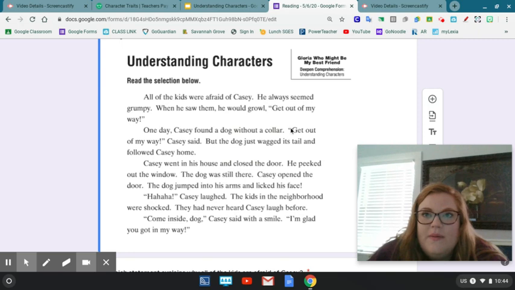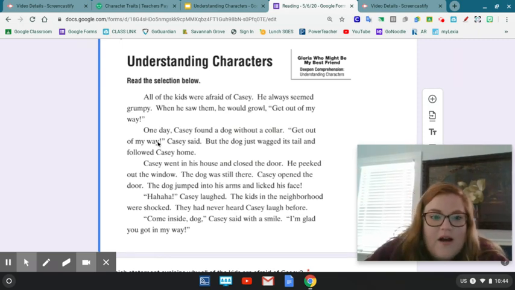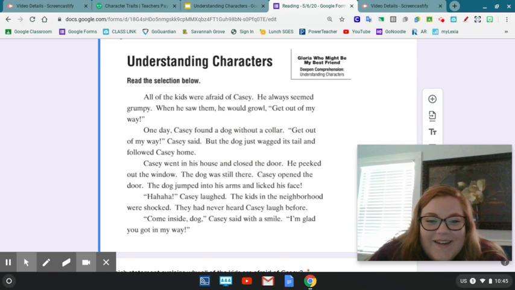So there's a story about Casey. And my cat just walked in here. There's a story about Casey, and there she goes, and you distracted me. Casey and the dog that got in Casey's way.